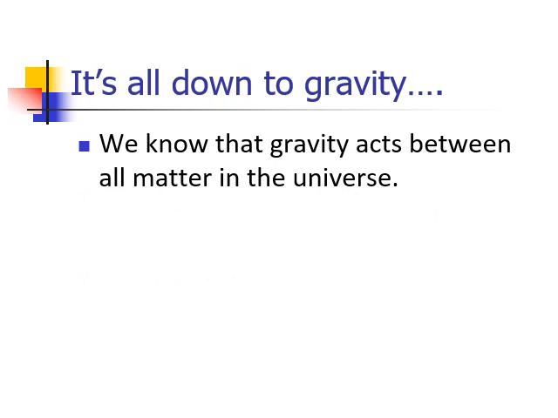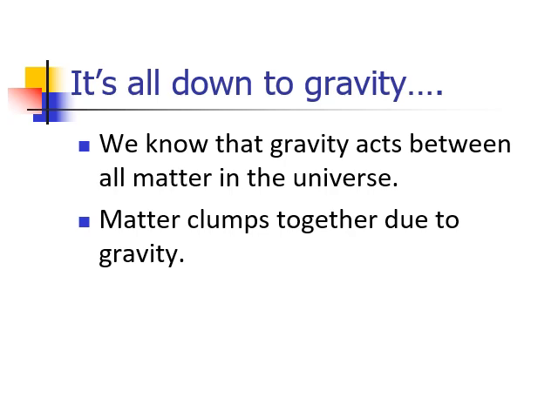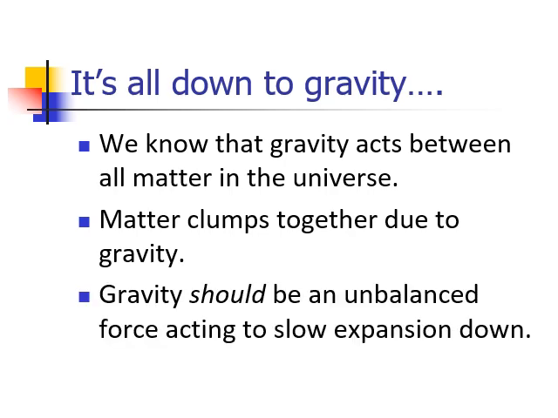So some of this is down to gravity. We know that gravity acts between all matter in the universe, and Newton's law of gravitation says that the force between masses is big G times m over r squared. And this gravity is what caused mass and matter to clump together to form stars, or indeed to form planets. So gravity should be an unbalanced force that is slowing the expansion down, because it's trying to get all the mass back together again.